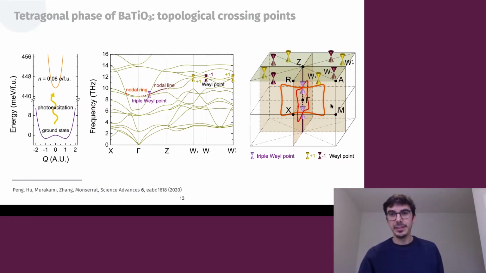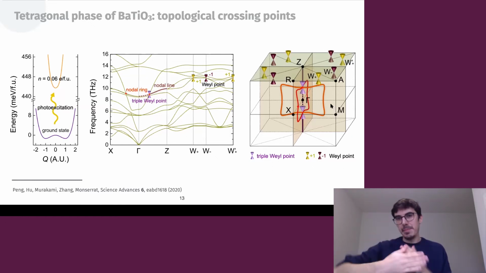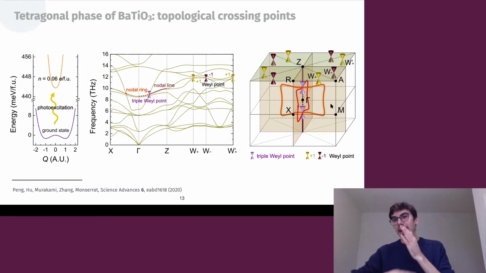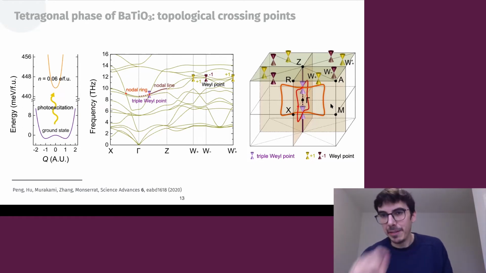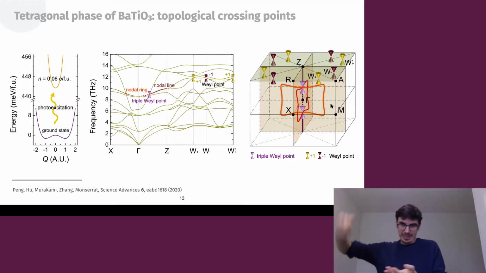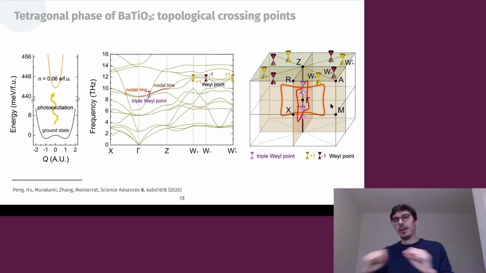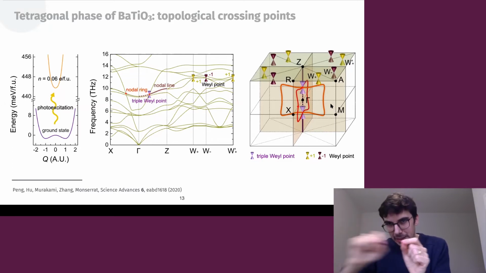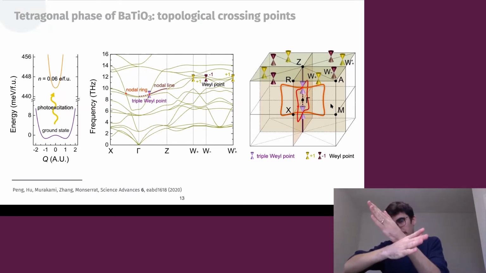So in this particular system, you have 2 mirror planes, MX and MY mirror planes. And on those 2 mirror planes, you have these whole nodal loops or nodal rings in red, essentially loops that are degenerate. 2 bands are degenerate along those entire loops. And that's yet another type of topological degeneracy that you have in these systems. And actually we have these red ones, one on the MX and one on the MY plane.